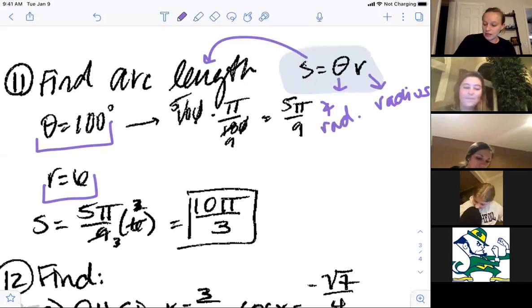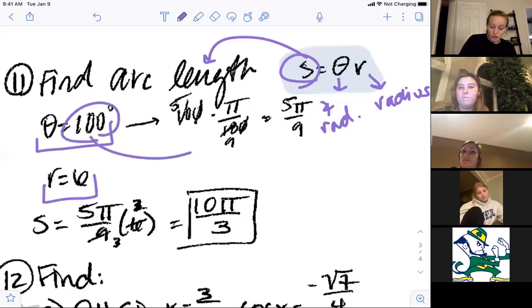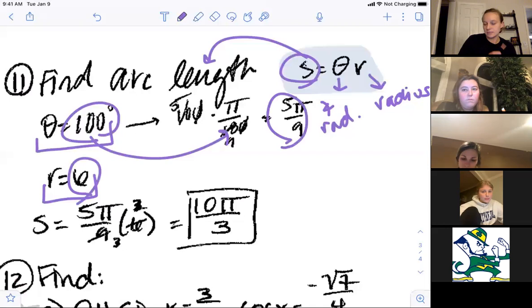So the arc length formula is S equals theta r. S is your actual arc length. So if I say find arc length, then you're finding your S. Theta is your angle in terms of radians. So if I give you degrees, you need to turn it into radians before you actually solve the problem. And then r is your radius. I will give you the radius, or I'll give you the diameter, and then you can divide by 2. So we just have to remember those keywords we know about circles. All we had to do was make the degree into radians, and then I just multiplied 5 pi over 9 times 6, and I simplified. All right.